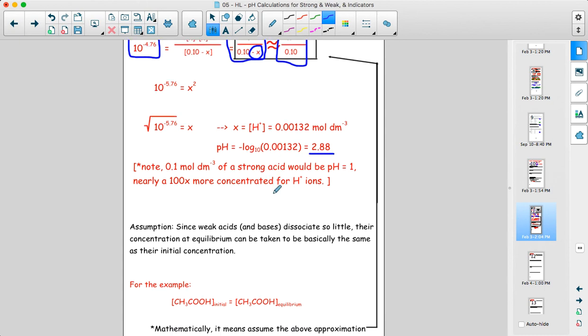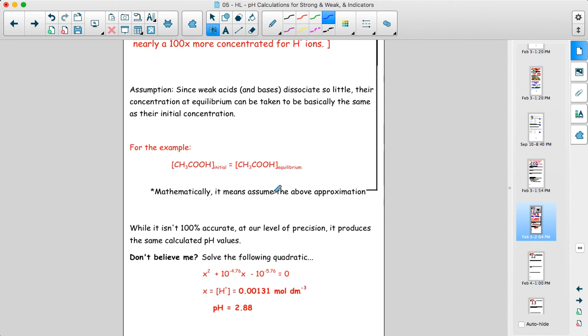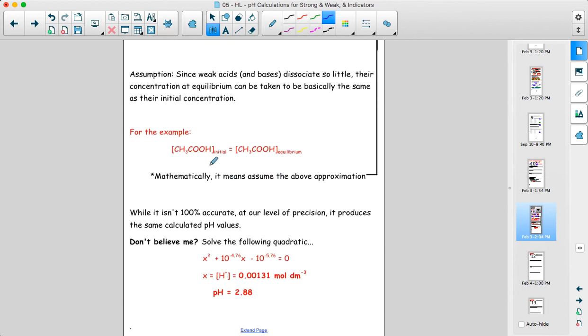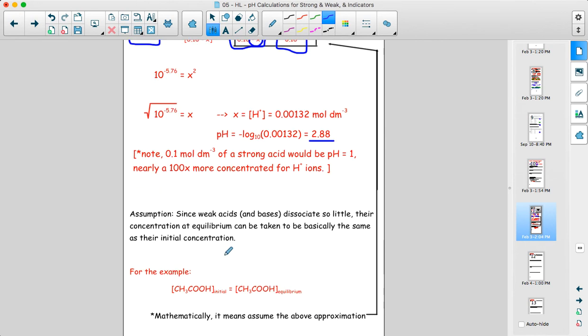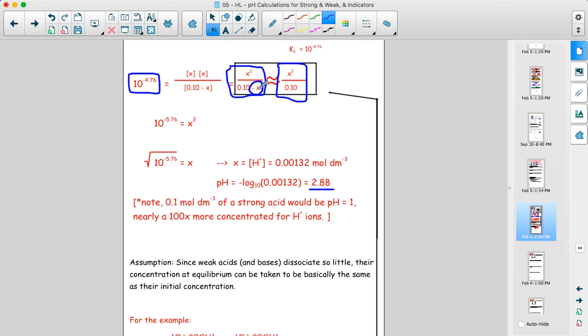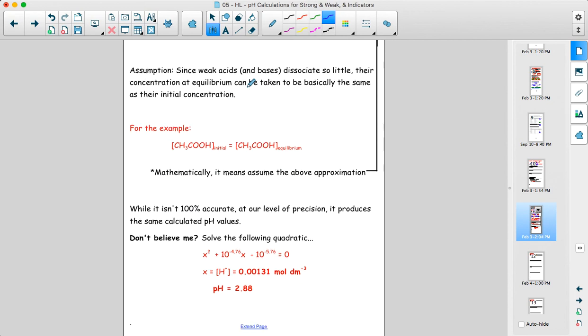Now, we've done this assumption, which is basically that the concentration of the weak acid is about the same initially and at equilibrium, because there's such a little amount of dissociation. Now, some people don't like to believe that, so I have this don't believe me section. If I hadn't done that change here and I had just tried to solve this as a quadratic, eventually I would have gotten to this quadratic here. And then if I solve for the roots, the only root that makes any sense that's not negative is that X equals 0.00131 moles per dm cubed.